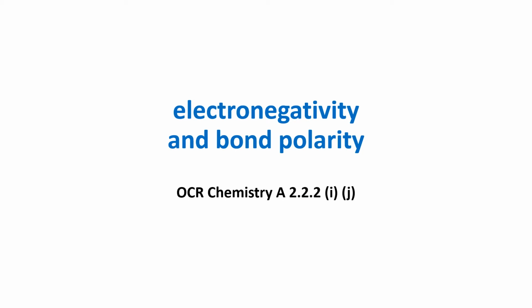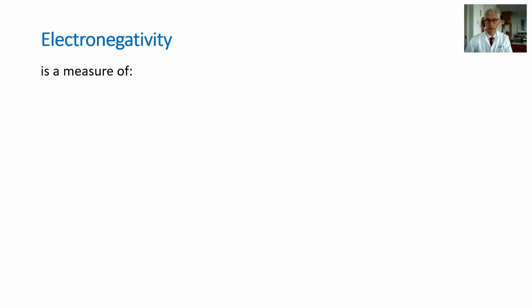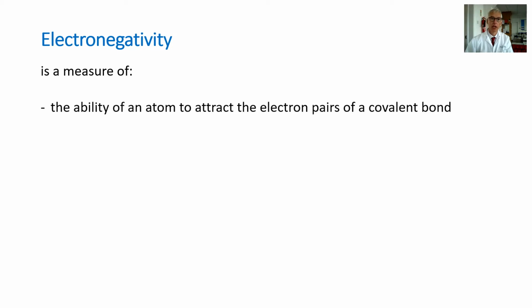Electronegativity and bond polarity. So another new concept within the OCR A Chemistry A-level specification is that of electronegativity, which is a measure of the ability of a particular atom to attract an electron pair from within a covalent bond.